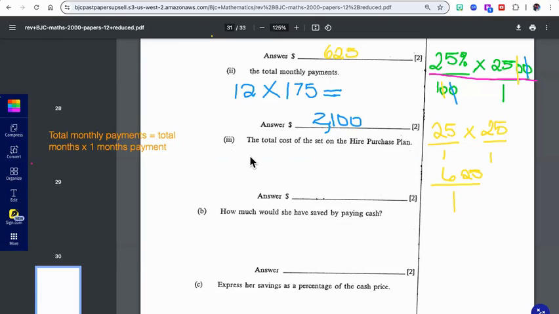Okay, so hire purchase is equal to, I'll put it here again, HP is equal to total monthly payments plus the deposit. I gave it to you as deposit first since we found deposit first.